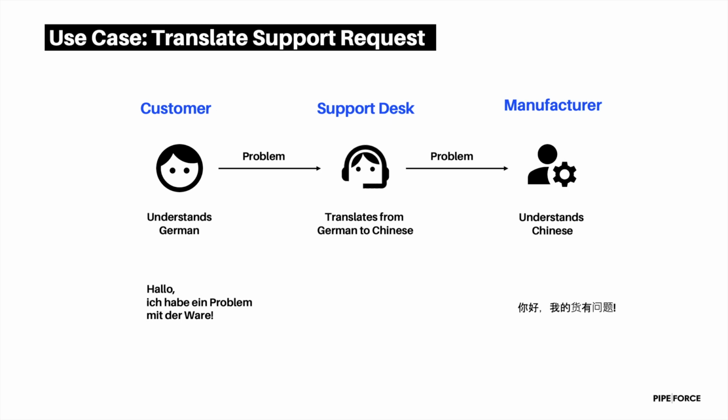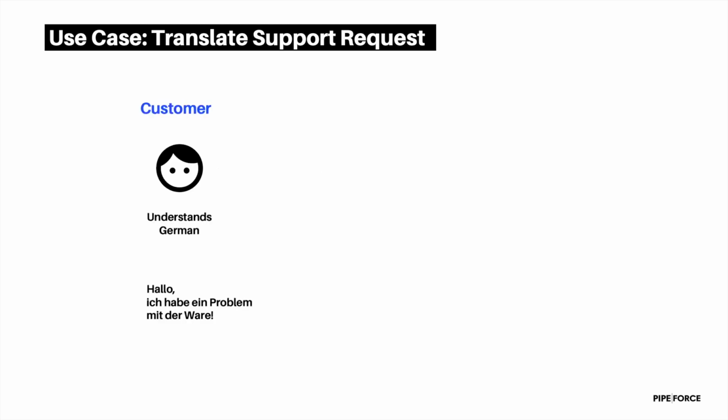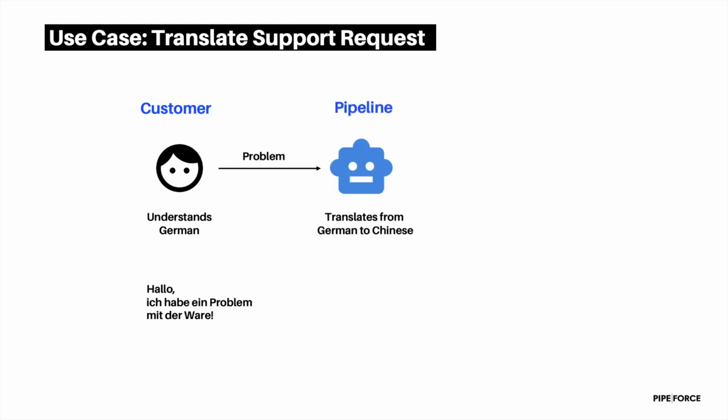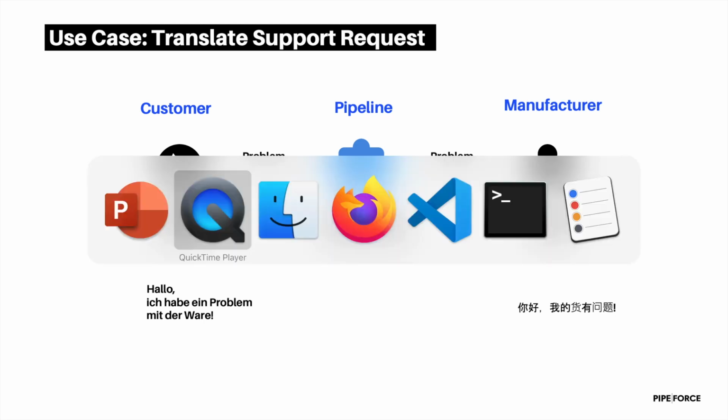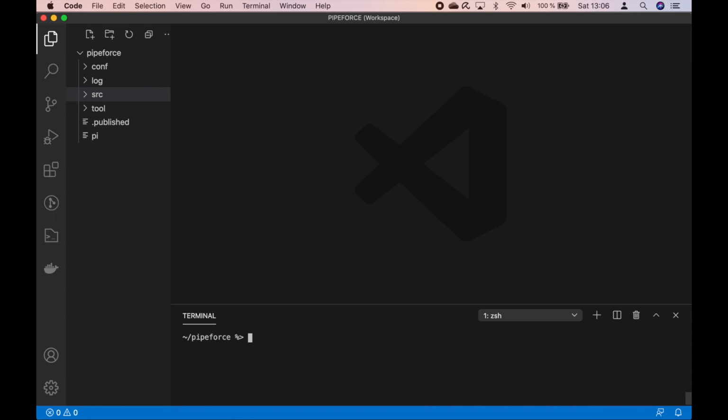Instead of sending the customer request to a help desk, what you could also do is have the customer send that request to a PIPEFORCE pipeline. This pipeline automatically translates that message into the target language, into English or Chinese, for example. Okay, let's take a look at how that looks in the pipeline.